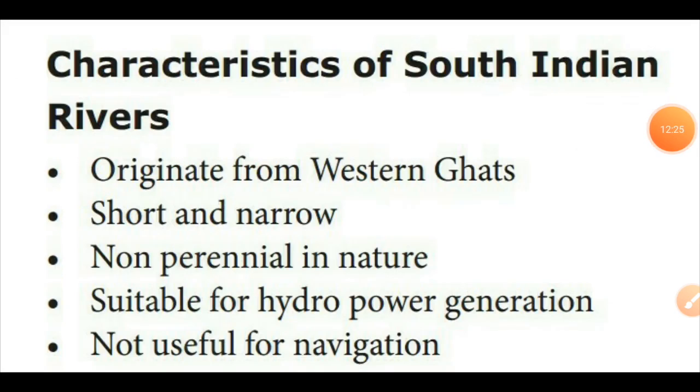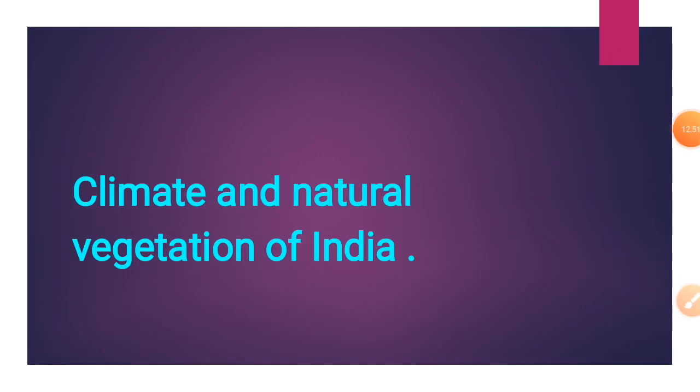Next, the Peninsular rivers. The Peninsular river is also called the South Indian river. It originates from the Western Ghats. It is short and narrow. It is non-perennial; it flows during the monsoon only. It is suitable for hydropower generation, and it is not useful for navigation because it is short and narrow. Students, I hope you all understood the important terms in your first lesson.